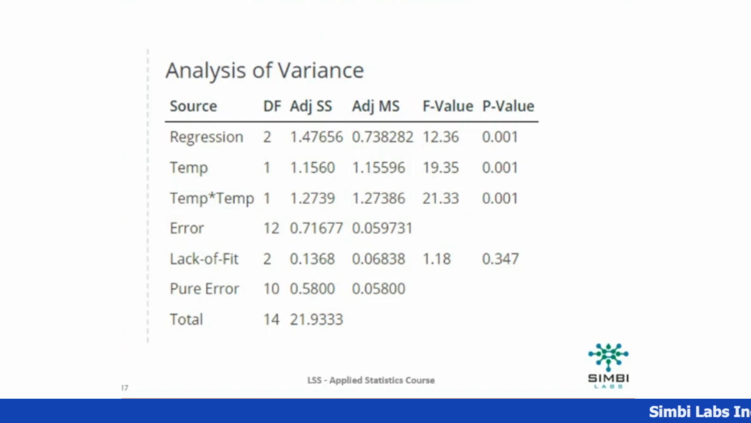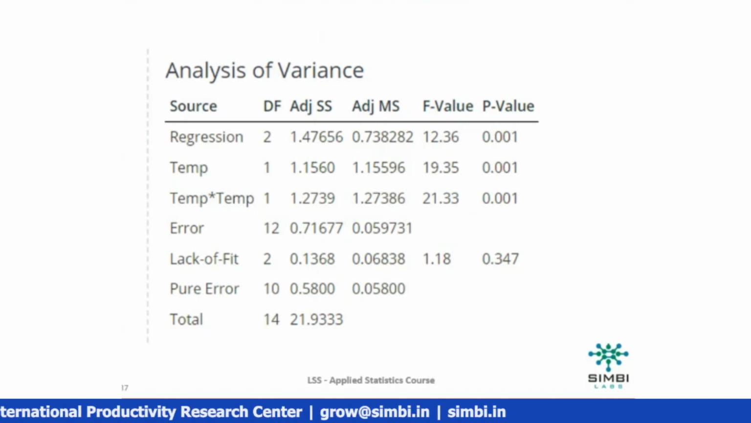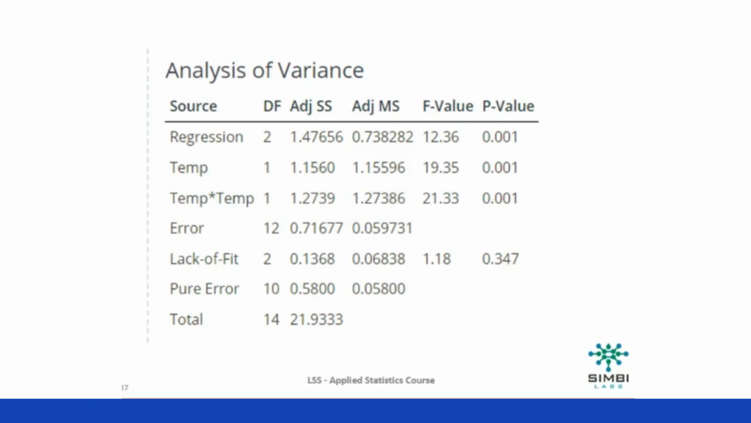With the p-value of 0.001, and the statistical significance at 0.05. So like this, we need to check all the values according to the given set of data.